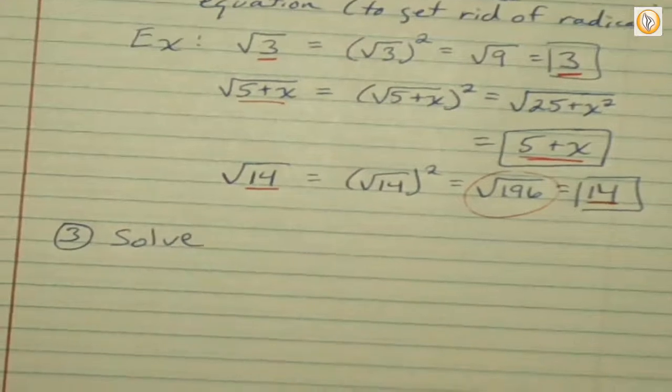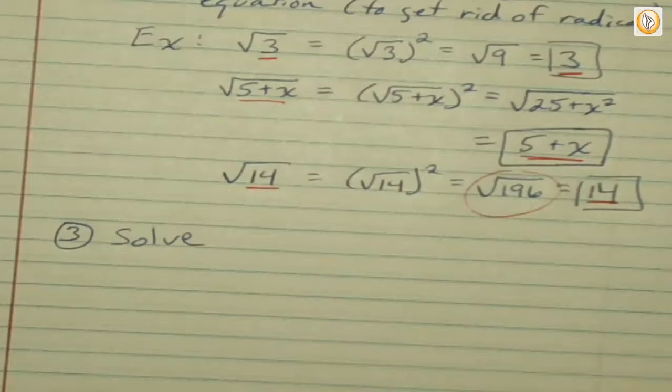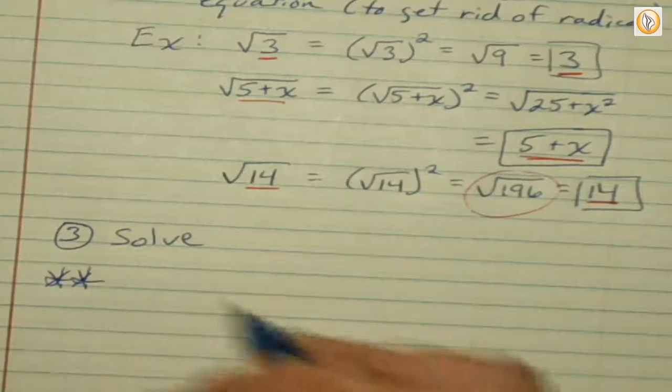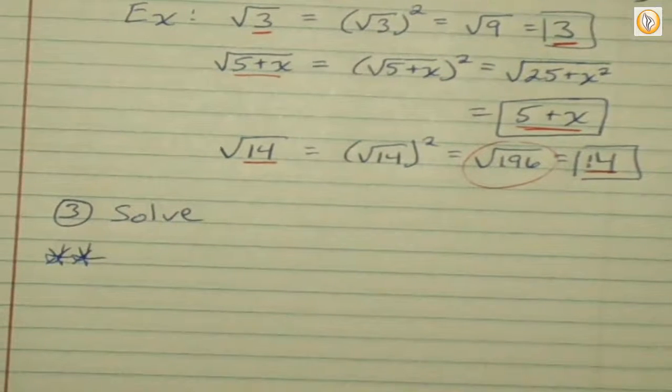Step 3 is to solve, and then you can check it, but really just solve. Okay, hurry up, because I've got important stuff. This is important right here. Make sure you write this down.